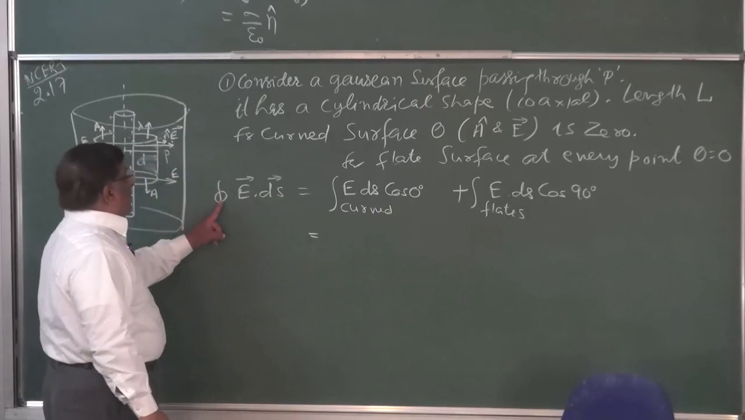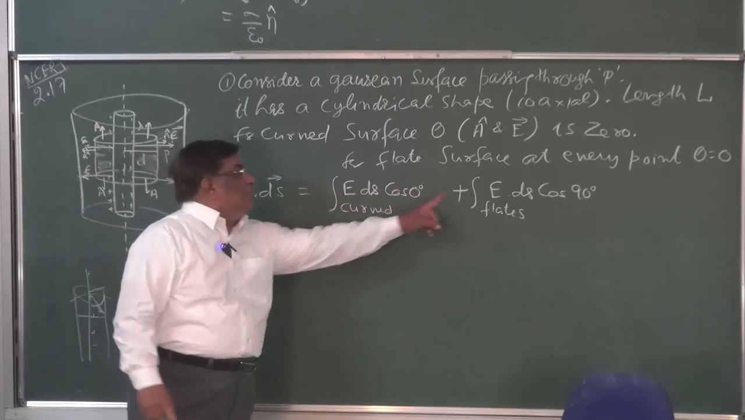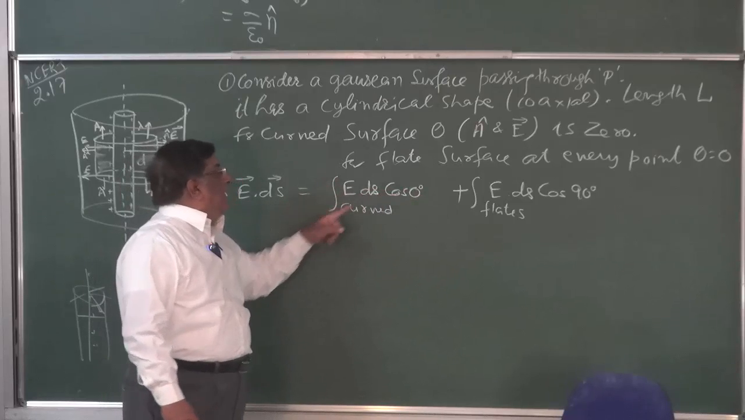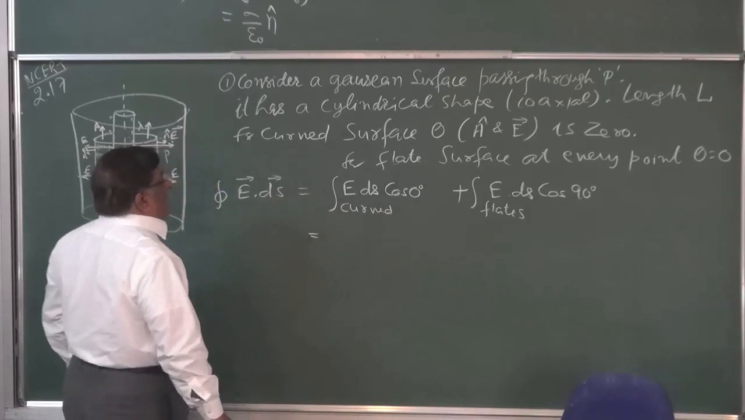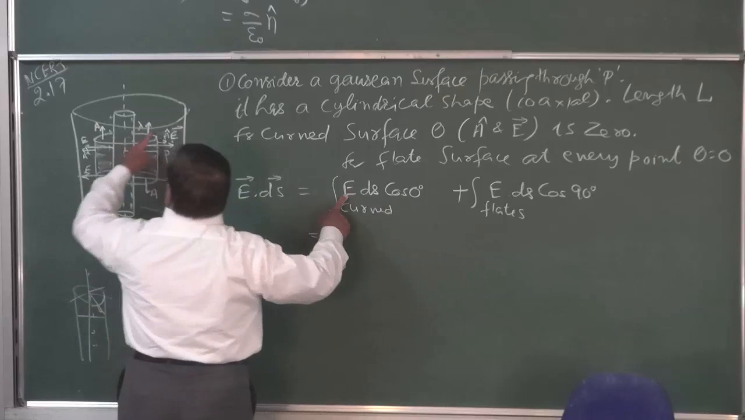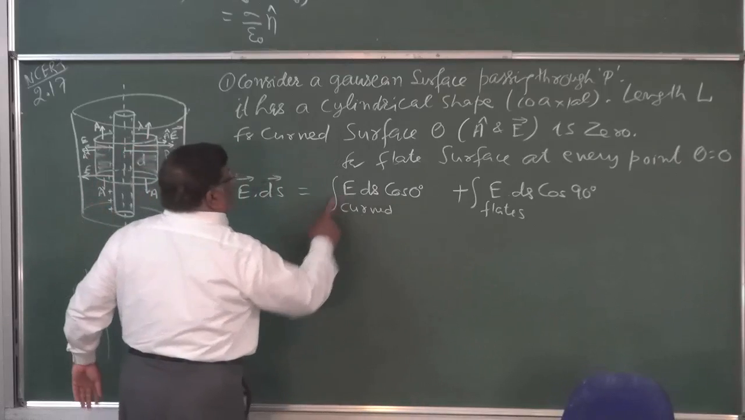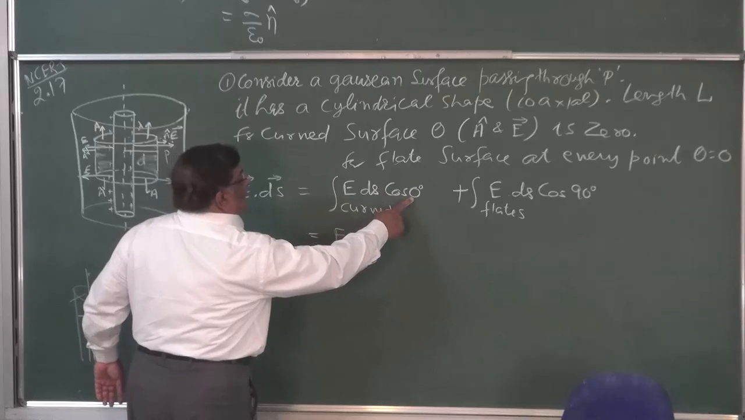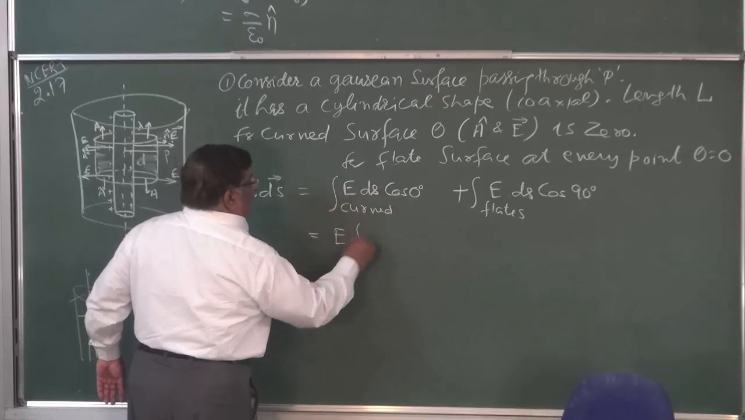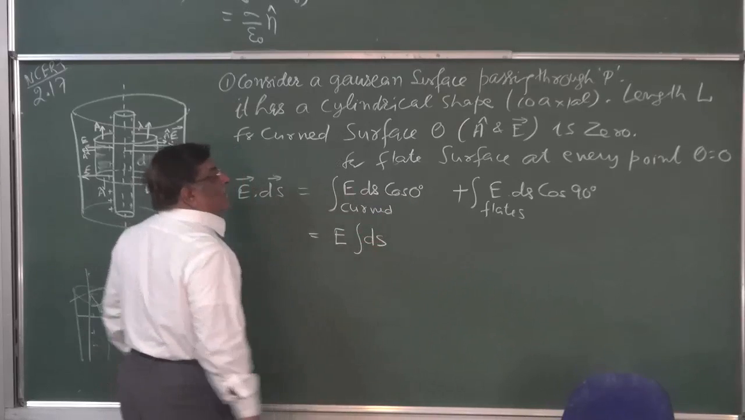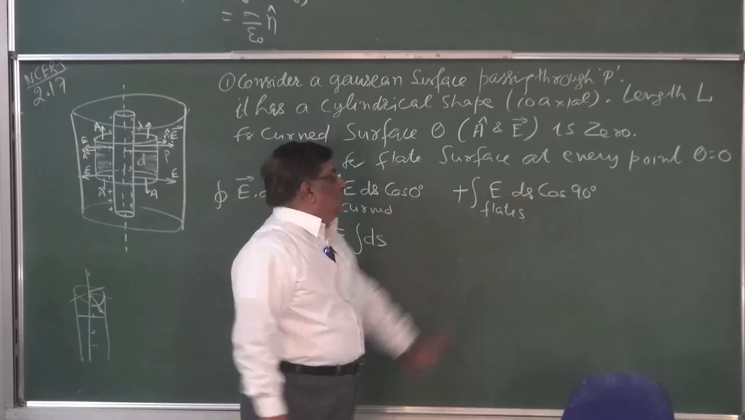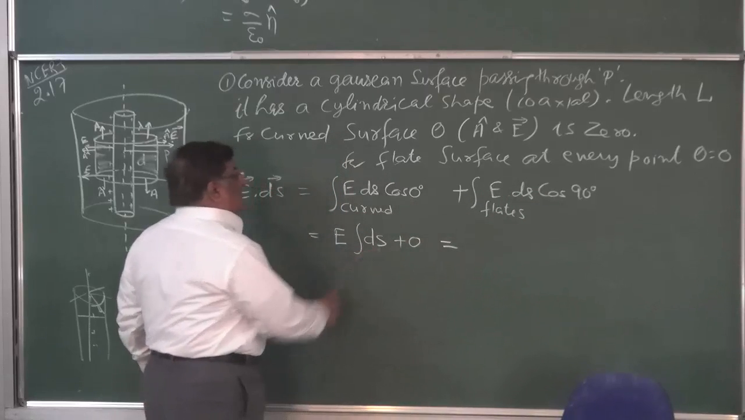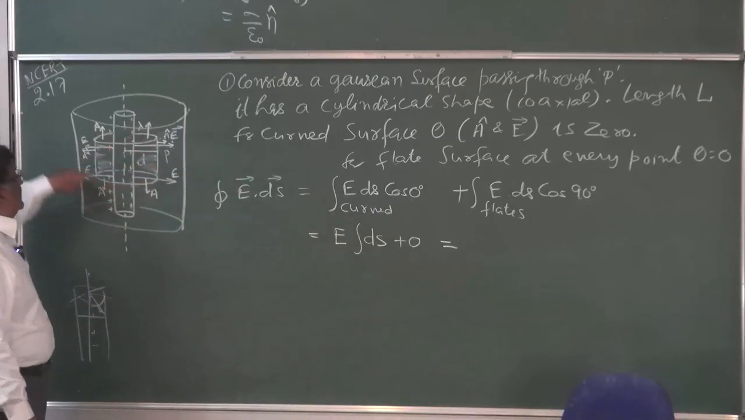You see, this closed integral is converted into two surface integrals. So we will not put the sign of closed, we will make it only surfaces. Now for this, at every point E is the same. So this we will take out as E, and cos 0 is equal to 1. We have to do only integration of dS. And here this will become 0. So in the next step, closed integral dS of Gaussian surface.